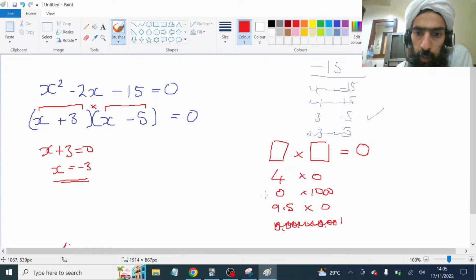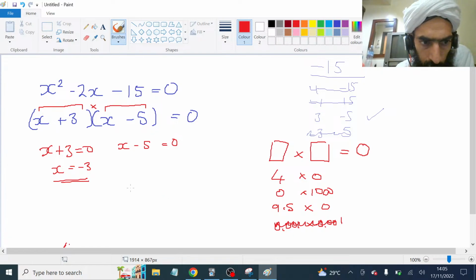But we said at least one of them is 0, so it could have been the other one that's 0. So then x minus 5 is the other one. If the first one isn't equal to 0, then it has to be the second one equal to 0. So if the first answer is not minus 3, then we have x minus 5 equals 0. So take the minus 5 across to the other side, and x equals 5.